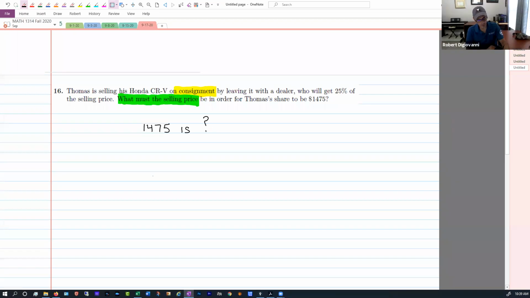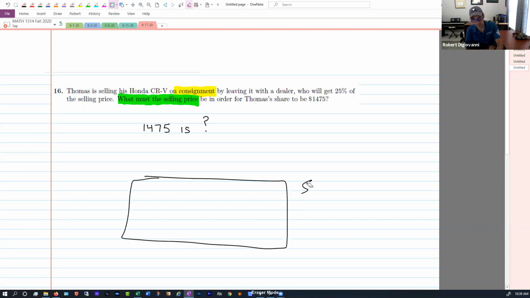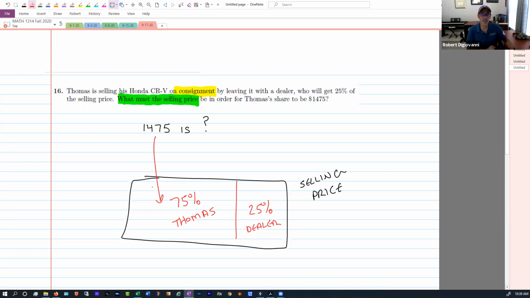I'm going to draw it in a picture. Let's say this is the selling price. We're going to look at the selling price like a candy bar, okay? We know that when we sell it, 25% of that is gone. This is going to the dealer. And that means that what's left, 75%, is going to Thomas. What we need is that the 1475 is that 75%, right?